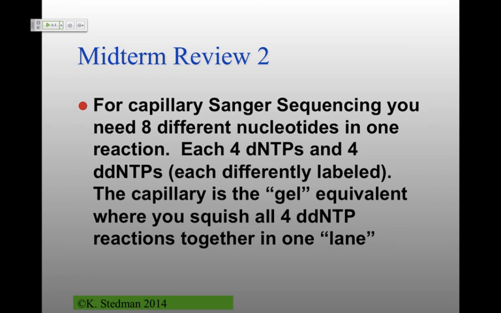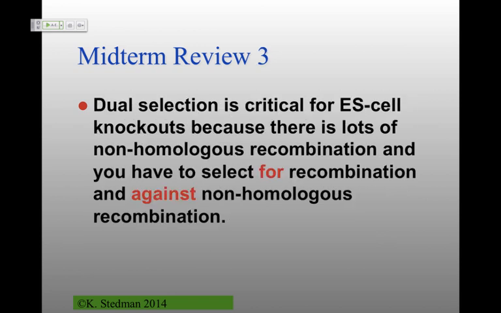And then the last question I wanted to mention, again, these are the ones that most people ended up missing. Dual selection is critical for ES-cell knockouts because there's lots of non-homologous recombination, and that means you have to select for recombination in general, and that's that first part of selection, and then against non-homologous recombination. And so you need to do 2 separate sets of selection, and this is the slide that basically outlines that.